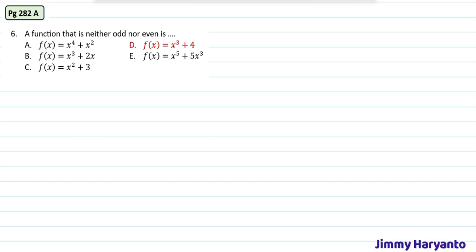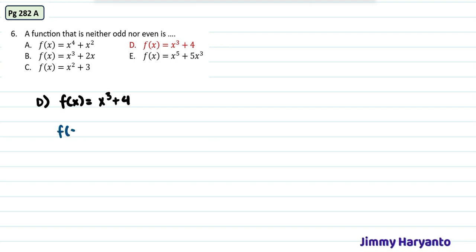Next is question 6. For question 6, you have to choose which one is neither odd nor even. Okay, let's try D. For D, we have f(x) equals x to the power of 3 plus 4. When you find f negative x, you'll have negative x to the power of 3 plus 4.